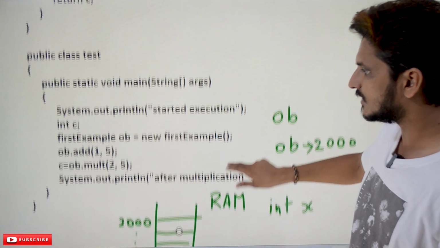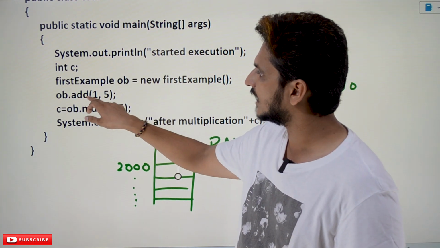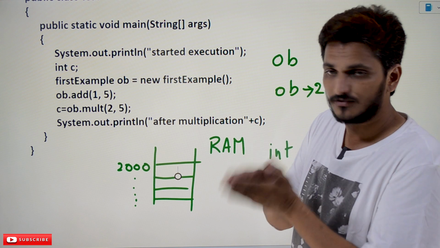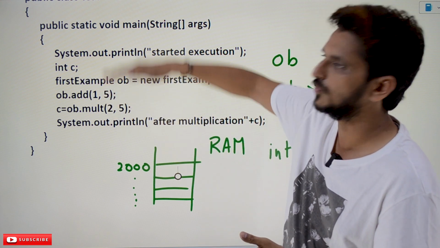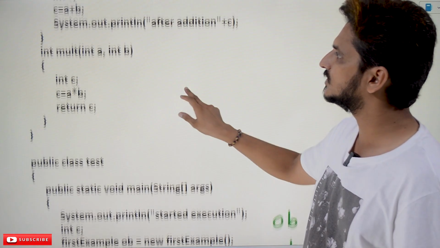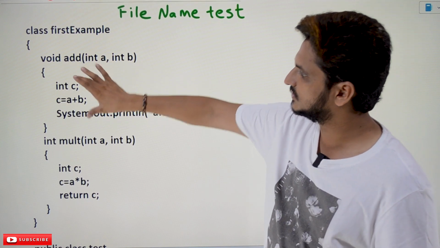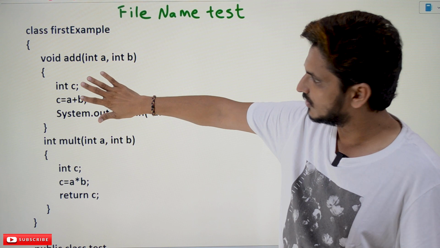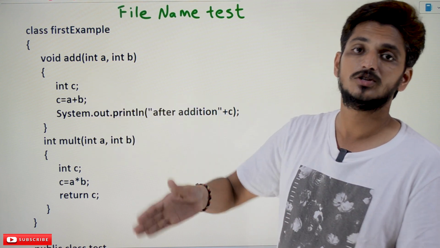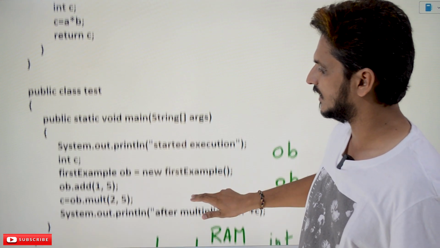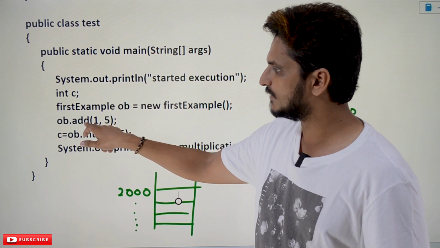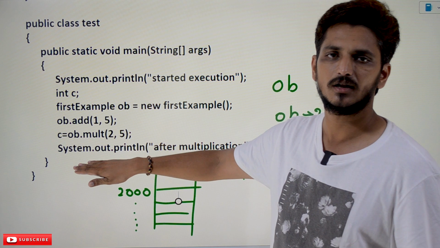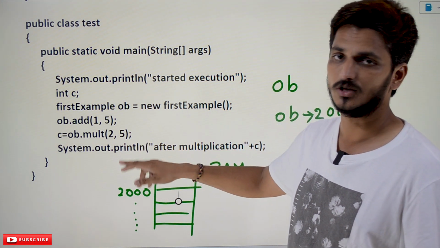So whenever you call this method, OB.add(1, 5), our execution shifts from this line to the line which belongs to this method. It starts executing this code. After completing execution of this code, our execution continues in the main method. After executing the add method, go to the next line. After executing this, go to the next line. That is how it is going to be executed.